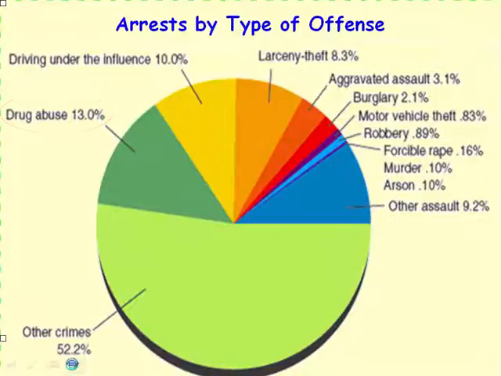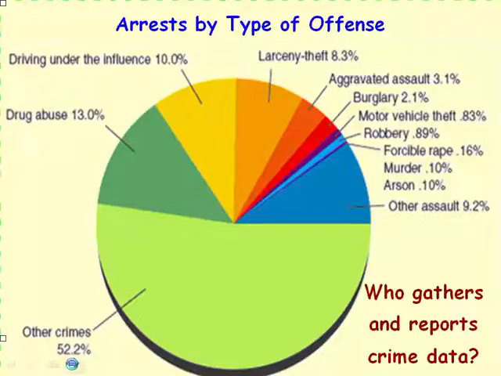You can see that drug abuse and driving under the influence are about equal in numbers. Larceny and theft is a little smaller. Finally, assaults and burglaries, rape, murder, and arson altogether take a smaller piece, with all other crimes over half. Here's another question. Who gathers and reports this crime data for the United States?